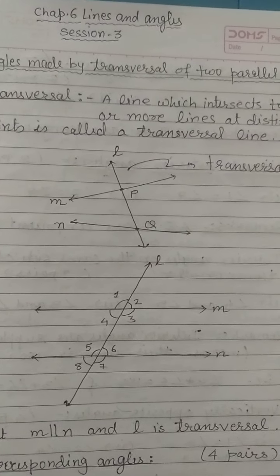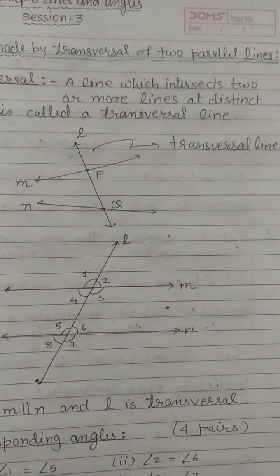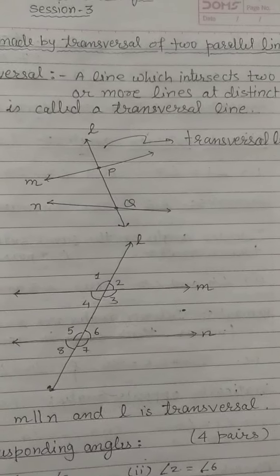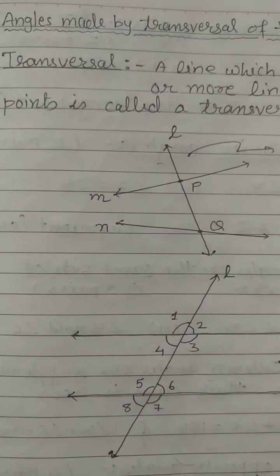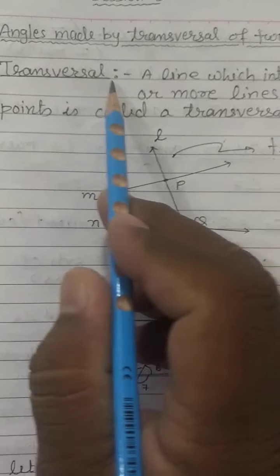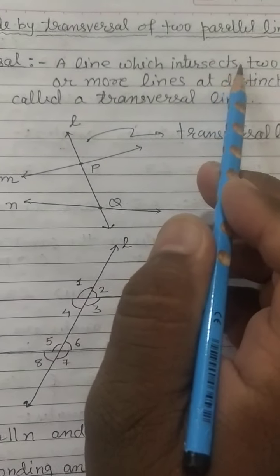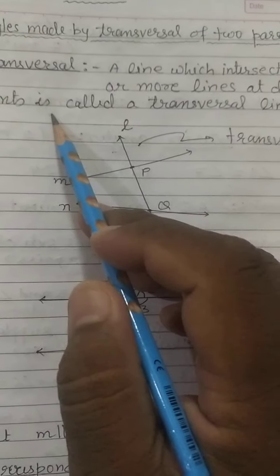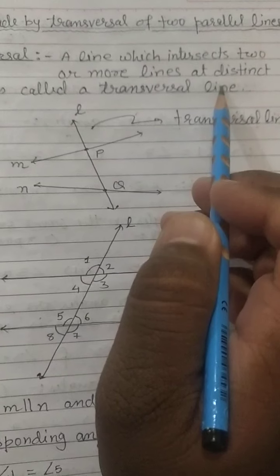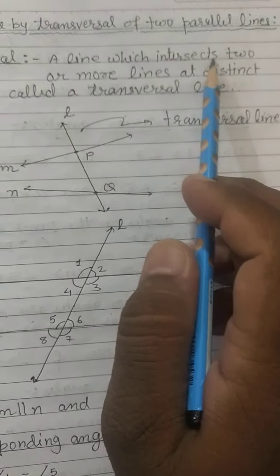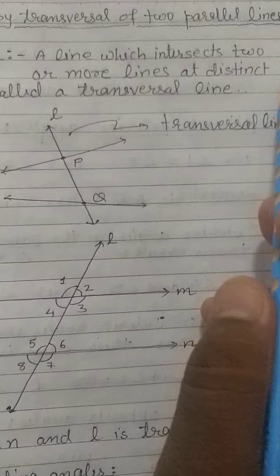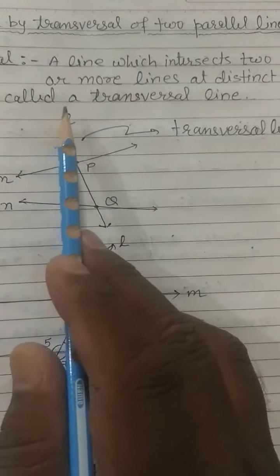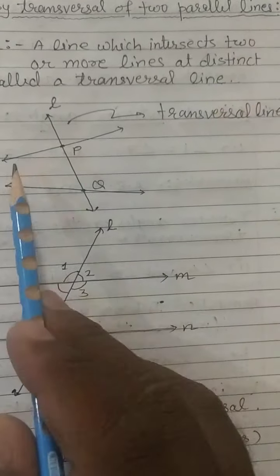Angles made by transversal of two parallel lines. So first of all, what do we mean by transversal that we have to see? Transversal: a line which intersects two or more lines at distinct points is called a transversal line. Again, a line which intersects two or more lines at distinct points, distinct means different points, is called a transversal line. Let us see here.